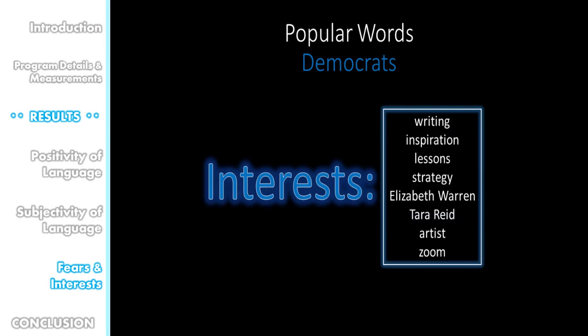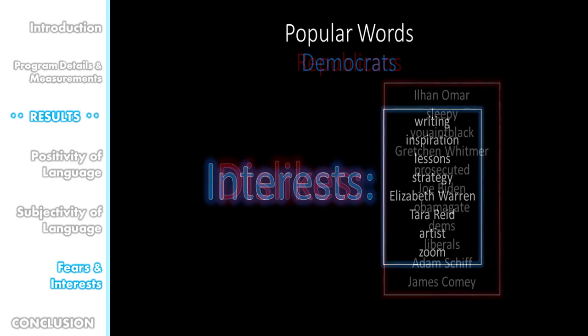Now I put Elizabeth Warren and Tara Reid in here, but a lot of these interests are actually not personal. Notice that the Democrats are much more likely to use the words writing, inspiration, and artist, so they're more artistic. They also use the word Zoom a lot more, which just shows that they might be more technologically advanced, and they're concerned with learning, which is why you see the words lessons and strategy. Now, some of the results that are omitted here, but that I got on previous runs, is that they tend to use the words data and scientist and science more often as well, although the difference isn't too stark.